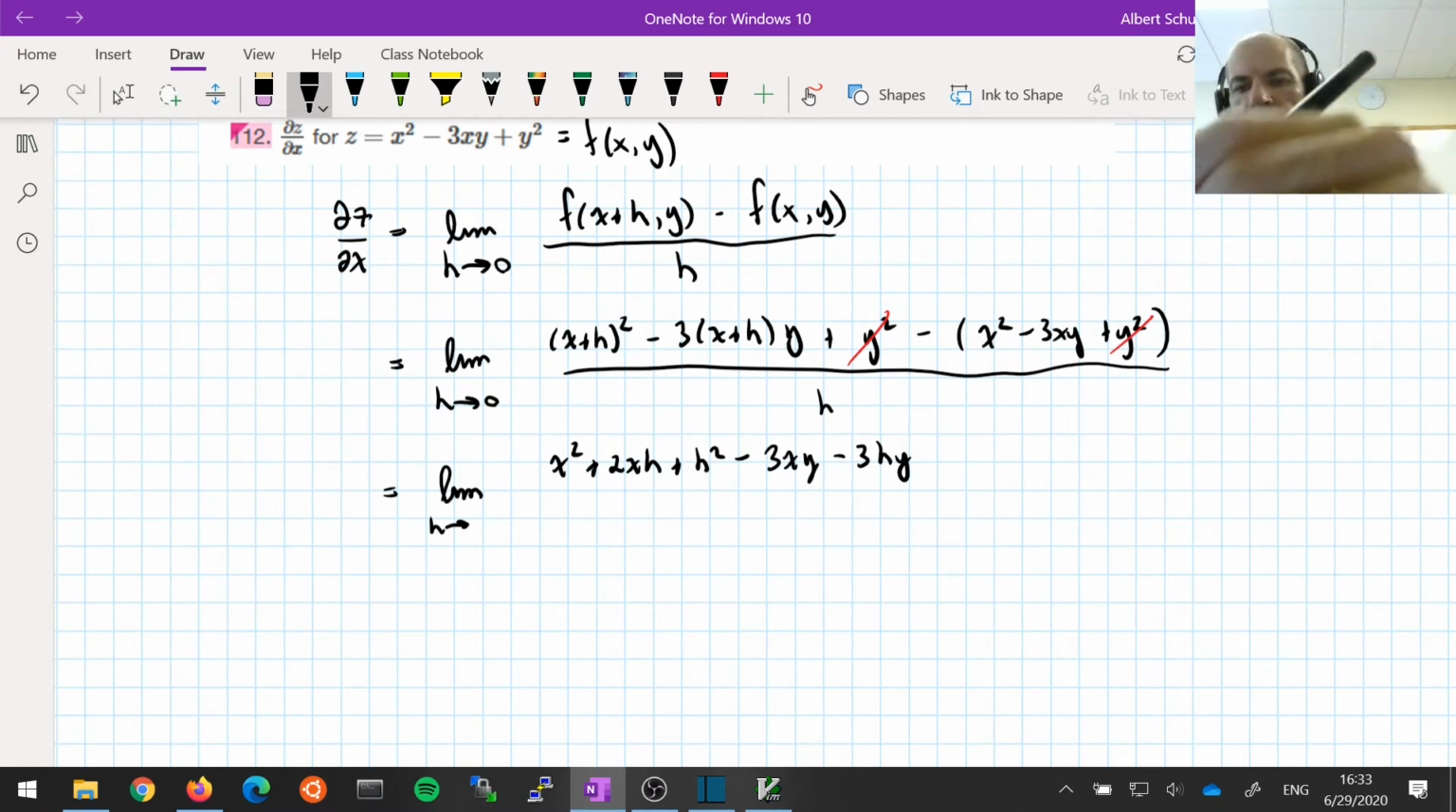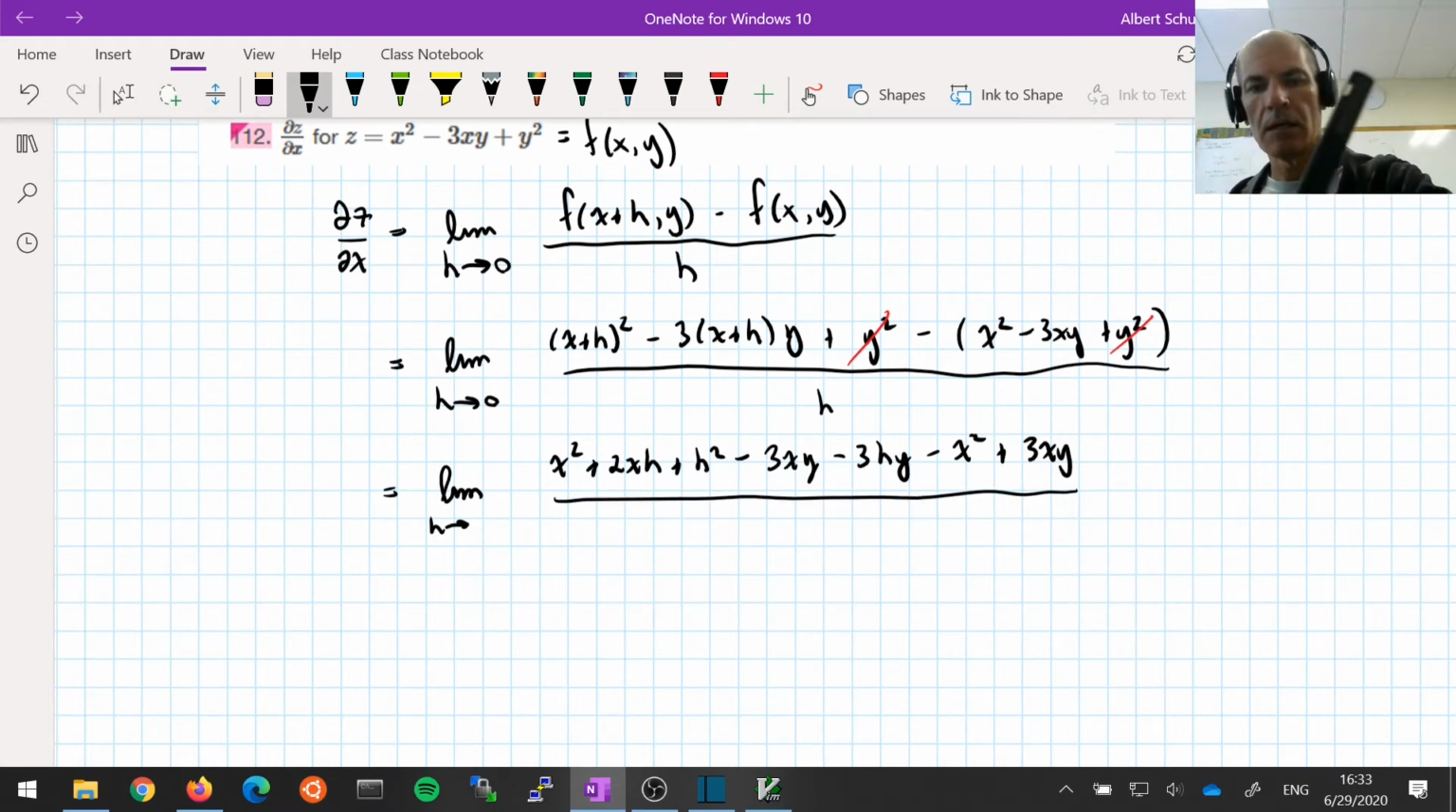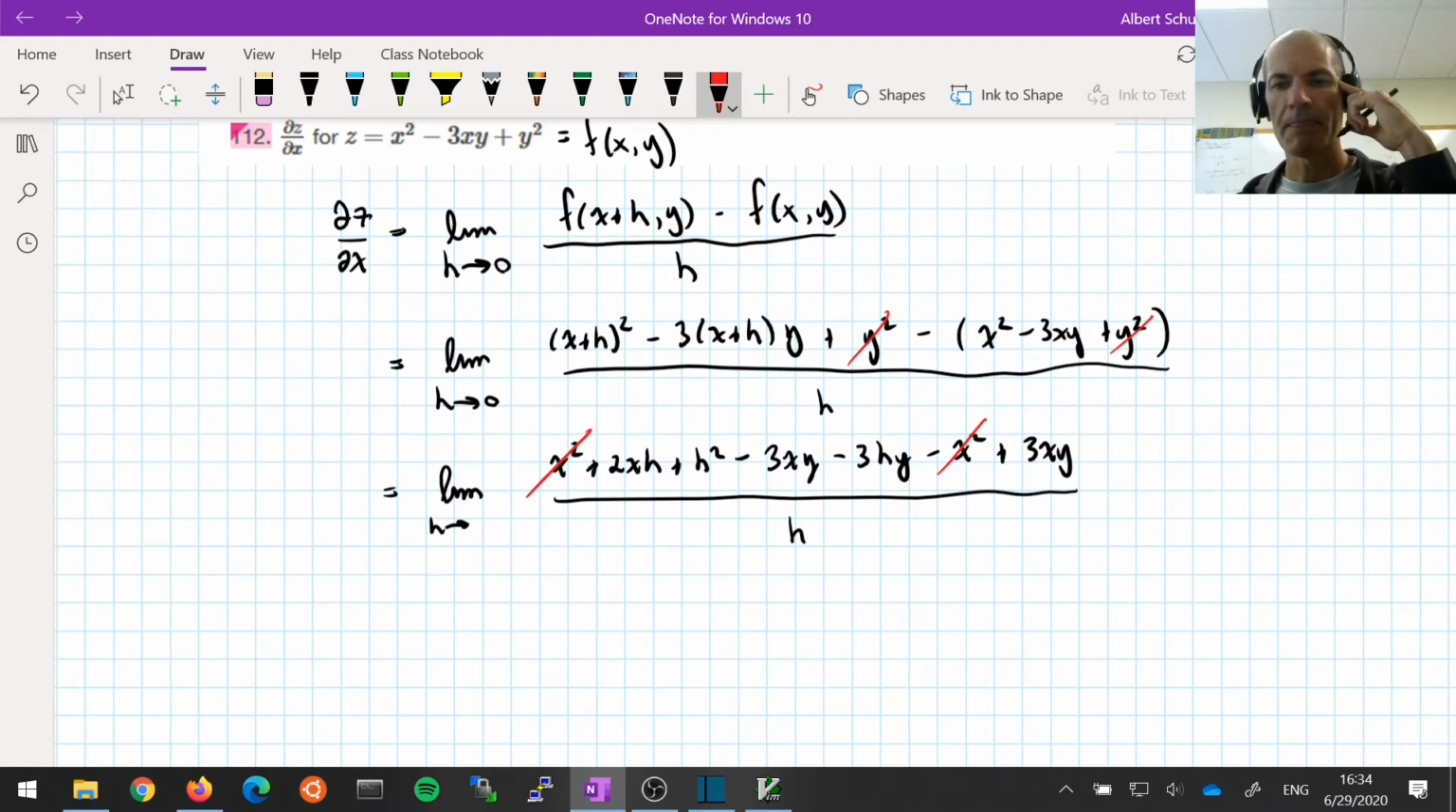We already got rid of the y squared, but we have a minus x squared. We have a plus 3xy. And of course, the second y squared is also gone. Let's see if some nice cancellation happens here. We do have an x squared and an x squared going away. We do have a 3xy and a 3xy going away. That's convenient.